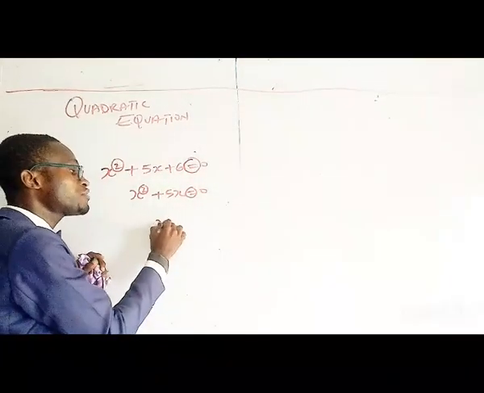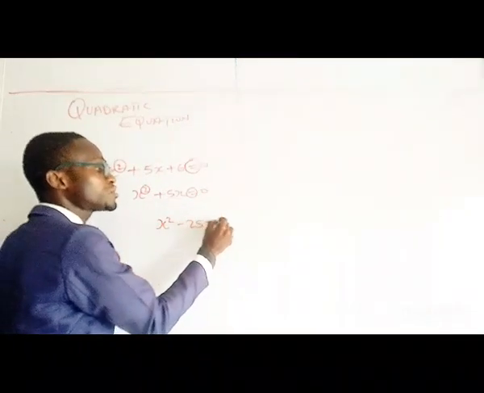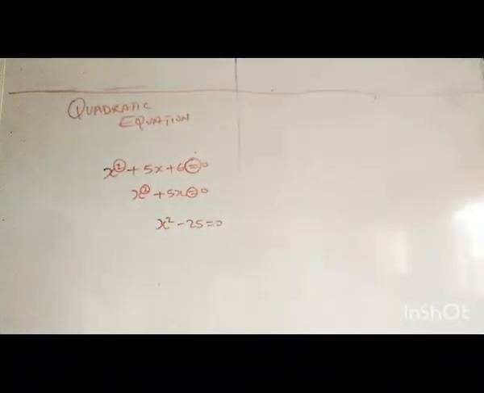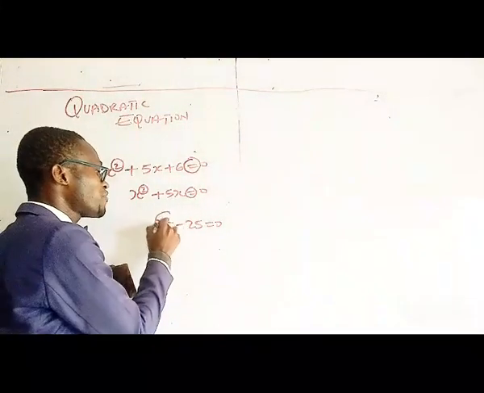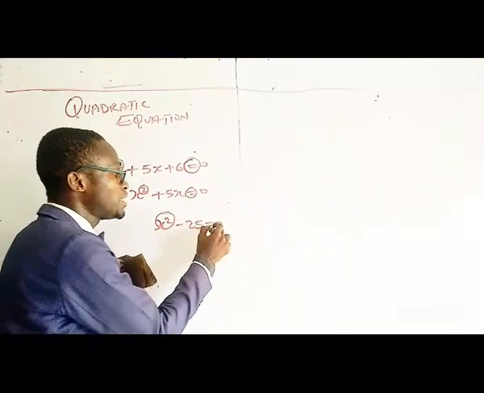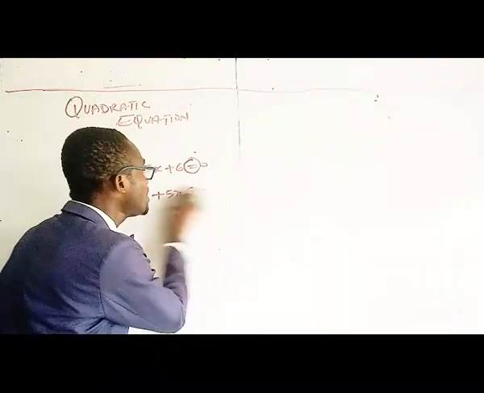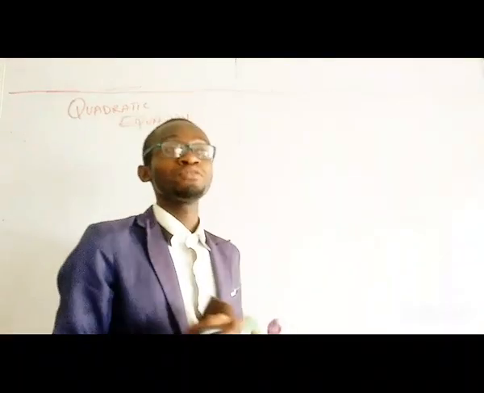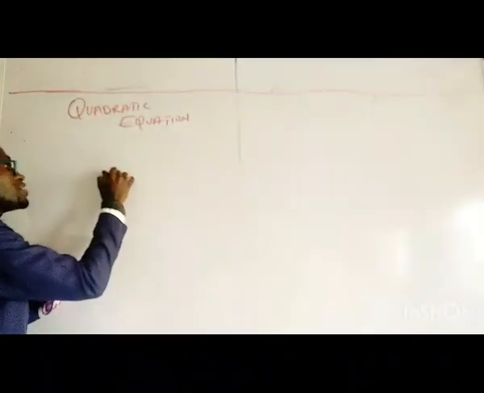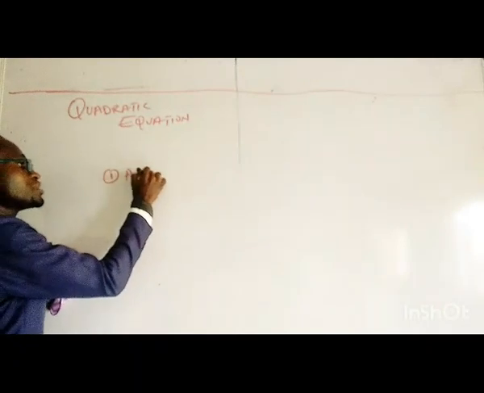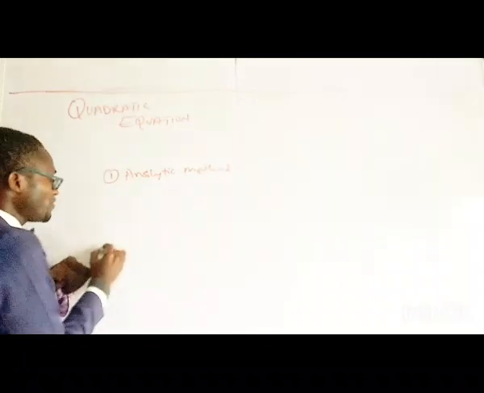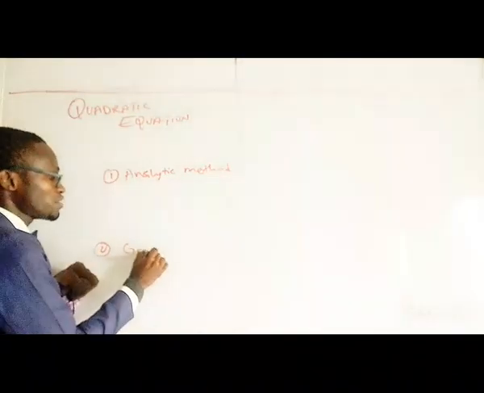Now, we have something this way. This is also a quadratic equation. So all these are quadratic equations because they are raised to power 2 and they have the equal to sign. Now, how can we solve a quadratic equation? There are various ways of solving quadratic equations. The first one is the analytical method, and the next one is the graphical method.